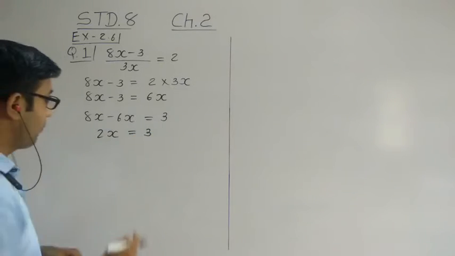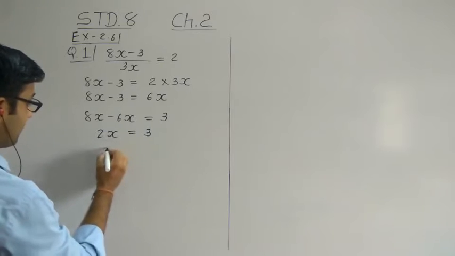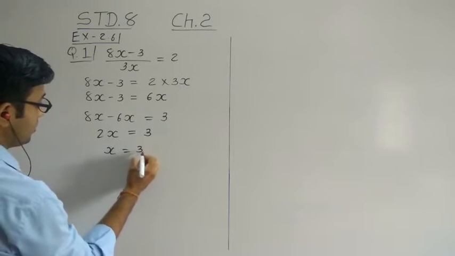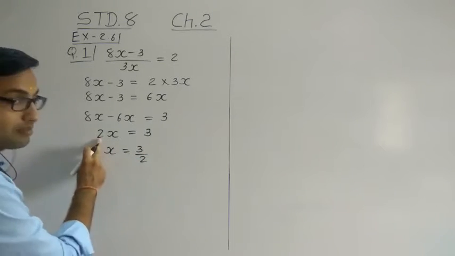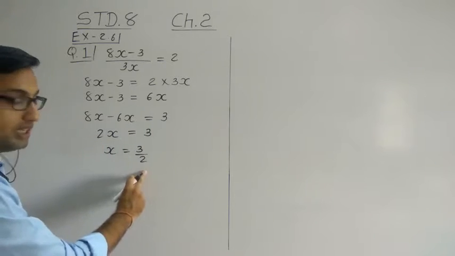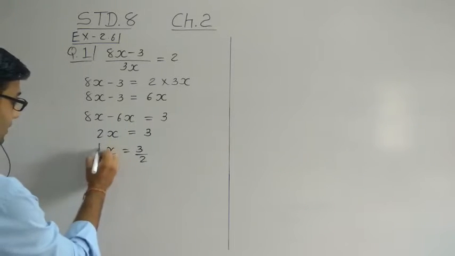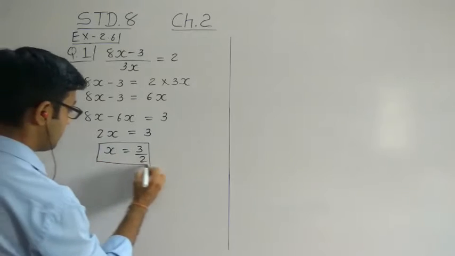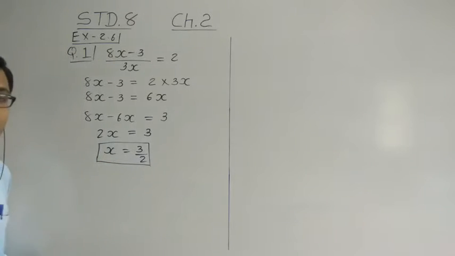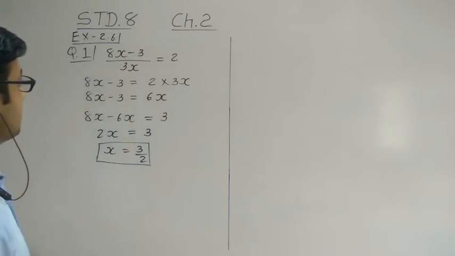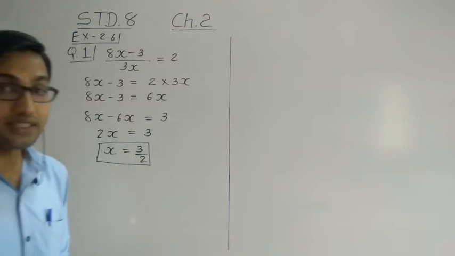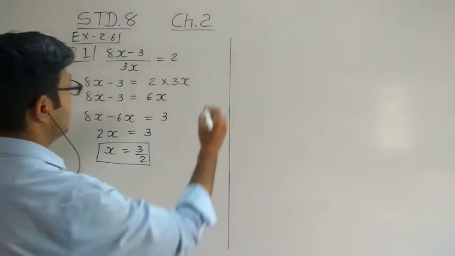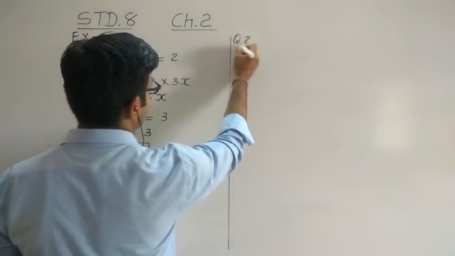Now it is again in a simpler form. We have to take the 2 to the right hand side. We get x is equal to 3 upon 2, because this is in multiplication, we have to take it into the denominator, into the division. And that is the answer. So the value of x here is 3 upon 2. Isn't it easy? Yes. Let us solve question number 2.